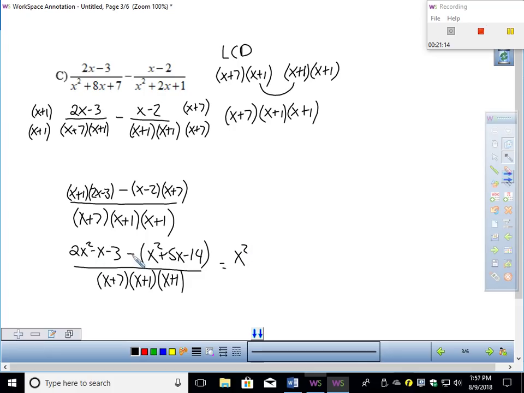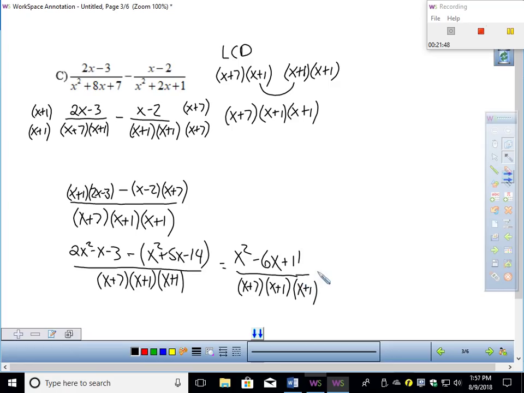Negative 1x minus 5x means I've got negative 6x's, or minus 6x. Negative 3 minus negative 14. So be careful about subtracting a negative, and that's what that means here. That's why the parentheses really help, because you can see this goes into each of those terms. And looks like you get a plus 11 as a result. Perfect. And then over x plus 7, x plus 1, x plus 1.